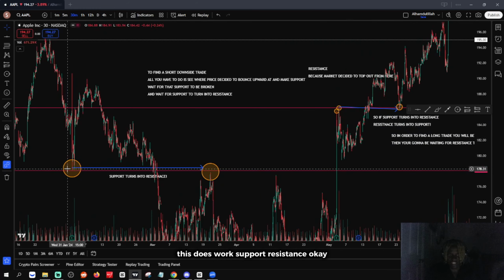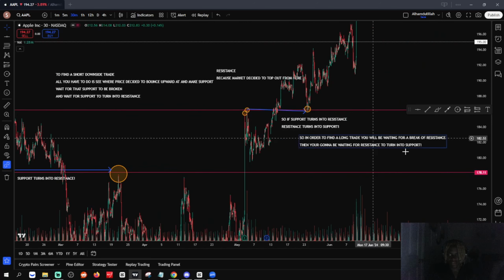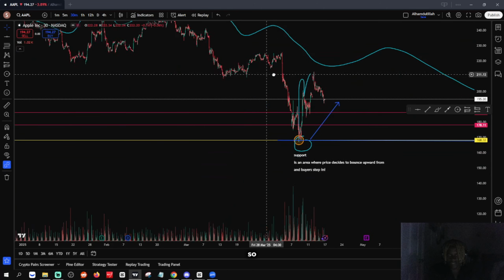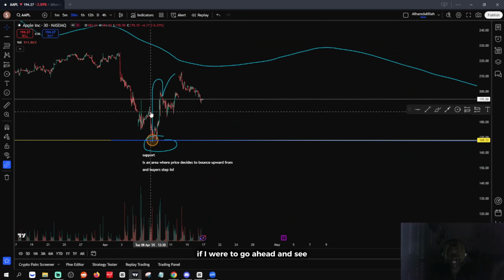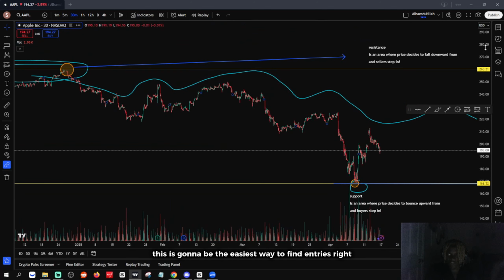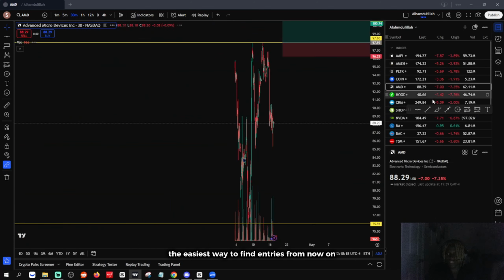If support turns into resistance, then resistance turns into support. As we can see, this does work. Support, resistance, and then resistance, support. Very, very simple. Very, very easy. Very, very clean. If I see the market decided to make an area of support right here, this is going to be the easiest way to find entries from now on.